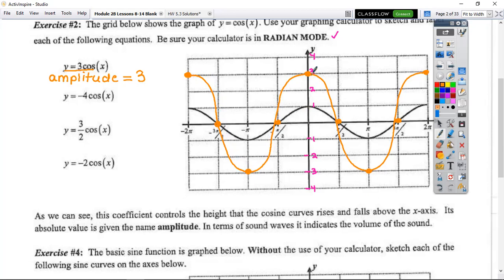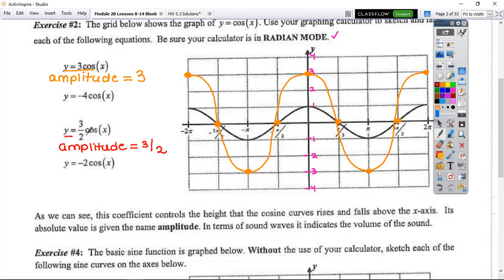All right, the next one. Let's do these out of order. I'm going to jump down to the third one. That one says 3 divided by 2 cos of x. What do you think that's going to hit as its highest value? Any ideas? What's this amplitude? Number in the front, 3 over 2. 3 over 2. So you can certainly type that in the calculator again if you'd like.